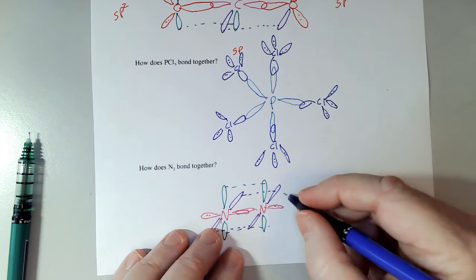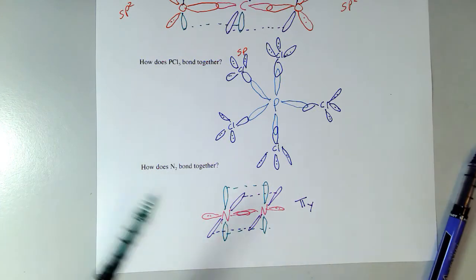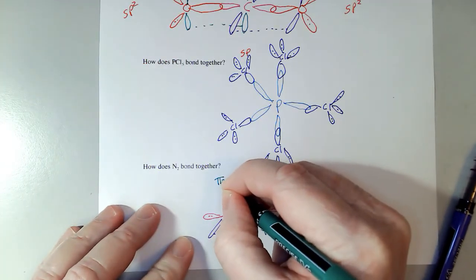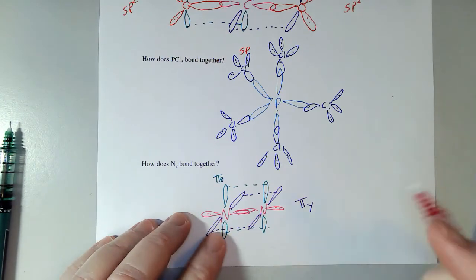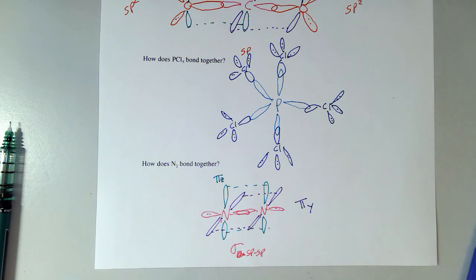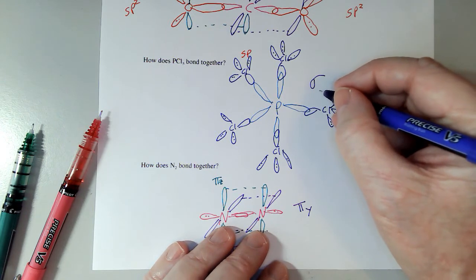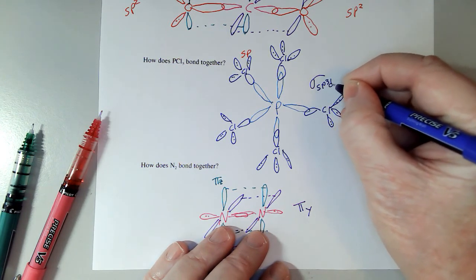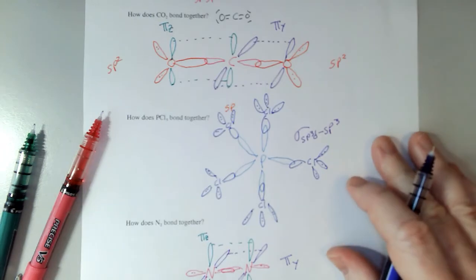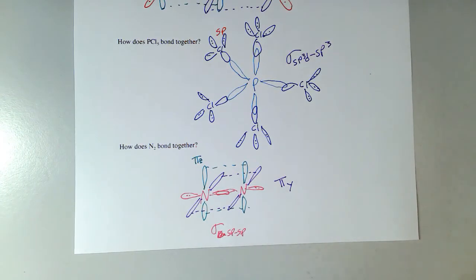So what I'll do is I'll call this bond a pi y. The green I'll call a pi z. And the one in pink is a sigma sp to sp. And then up here, these were all sigma sp3d to sp3s. Okay, that's the whole idea behind hybridized orbitals.